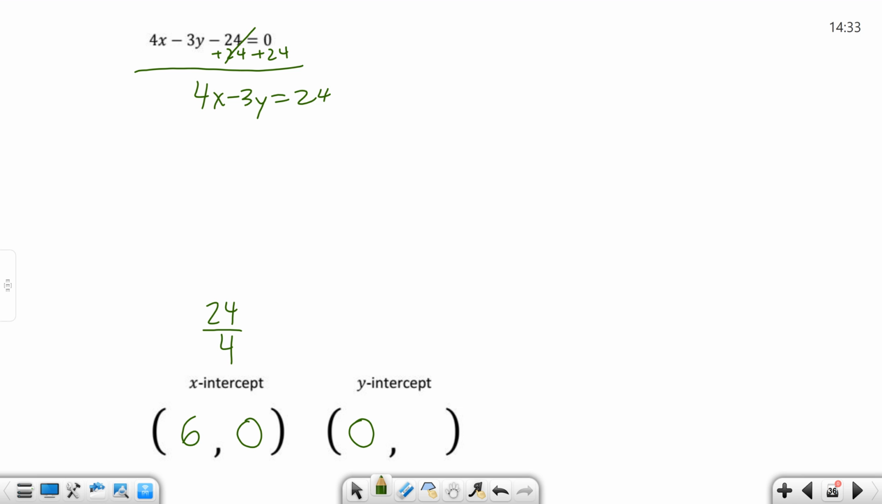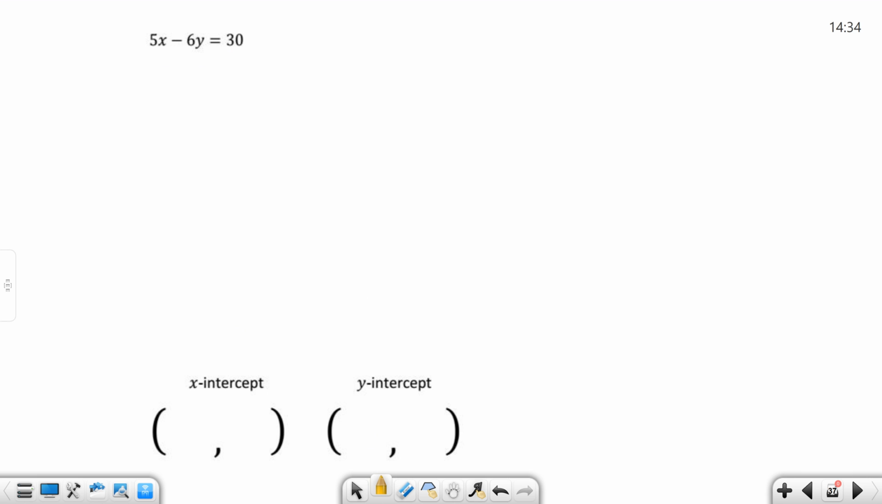So then what about the y-intercept? Well, we let x equal 0. So we're going to cover this up, and we're left with negative 3y equals 24. So we're going to say 24 divided by negative 3, which is negative 8. So then the y-intercept is (0, negative 8). But again, the first thing I did there when it was in general form was I moved my negative 24 over to a side by itself, just because it makes this method a little more streamlined in my opinion.